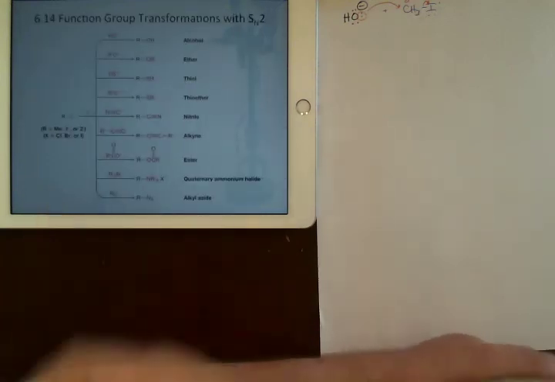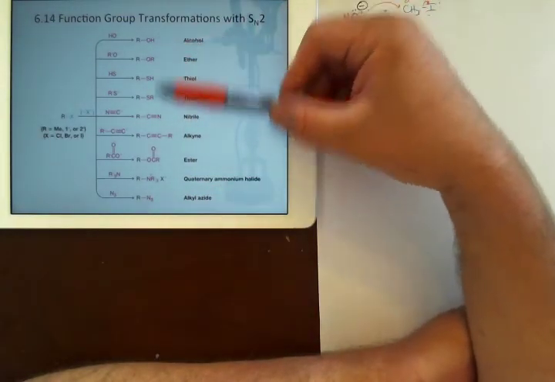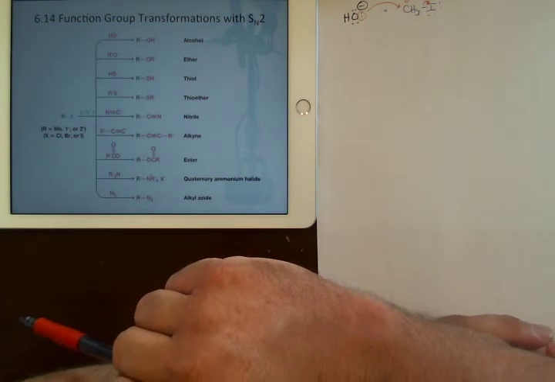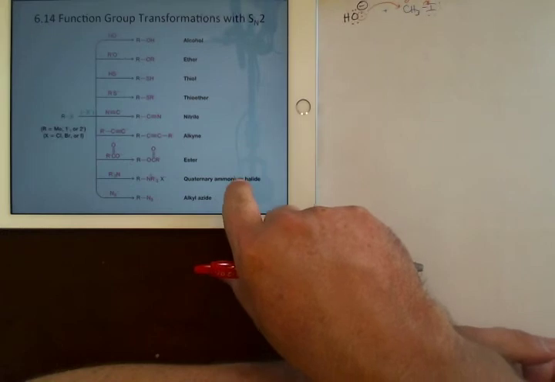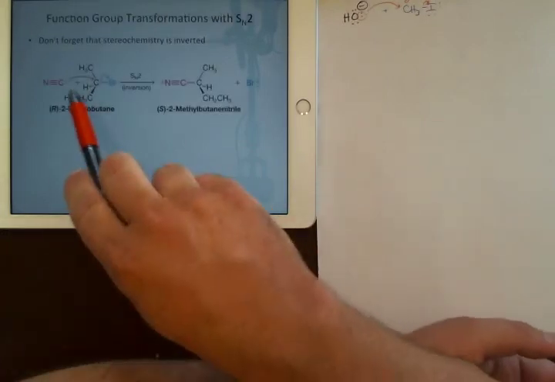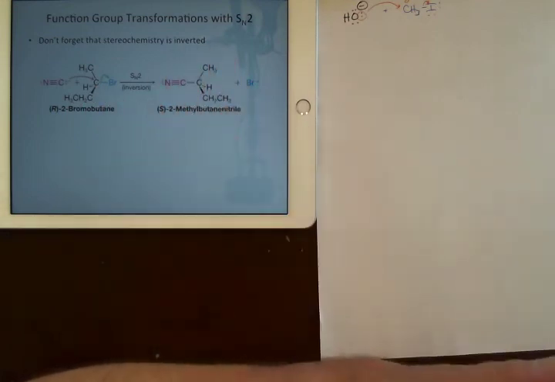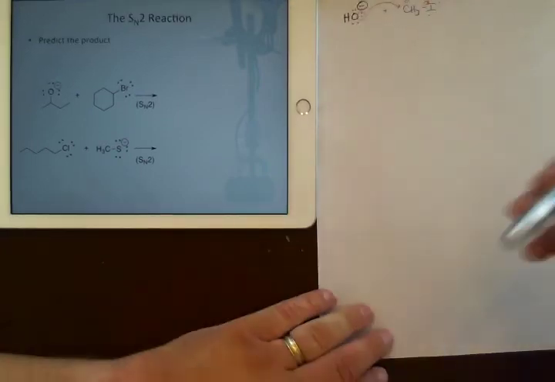Okay, so the reason why we're talking about this is that you can make all of these functional groups through this SN2 type mechanism, the substitution mechanism. That's why we're interested in it. And don't forget, in the SN2 reaction you invert the stereochemistry, so don't forget that. Okay, so for here, predict the product, something like that.